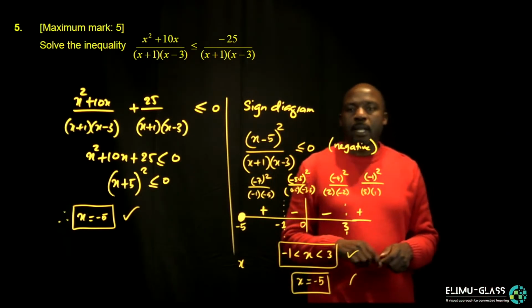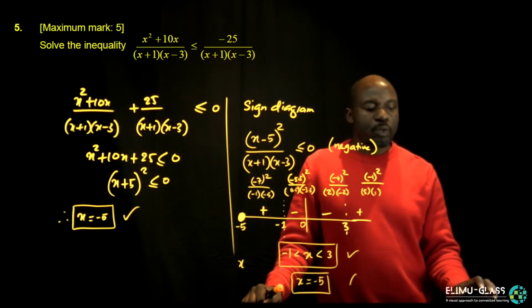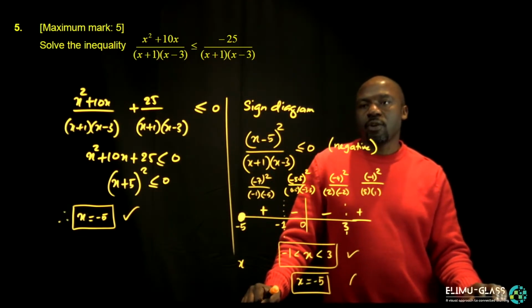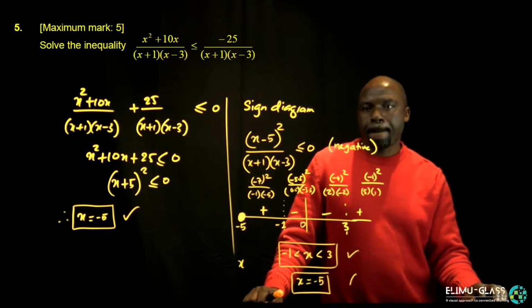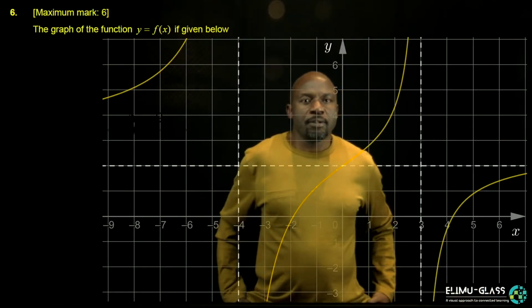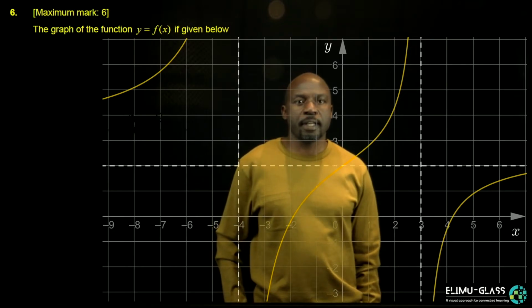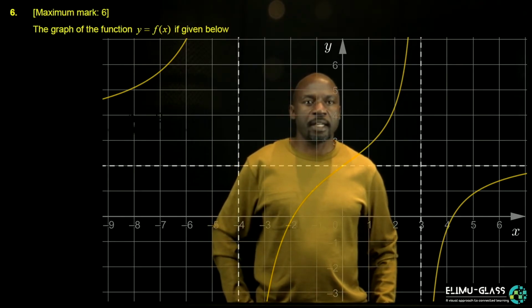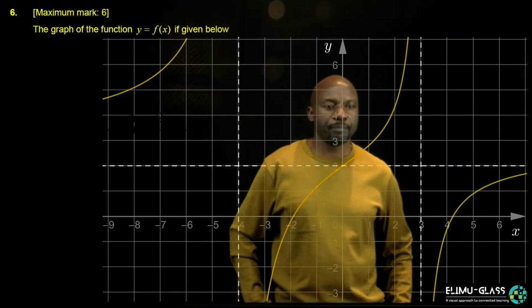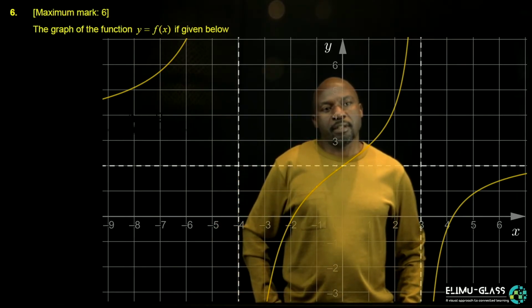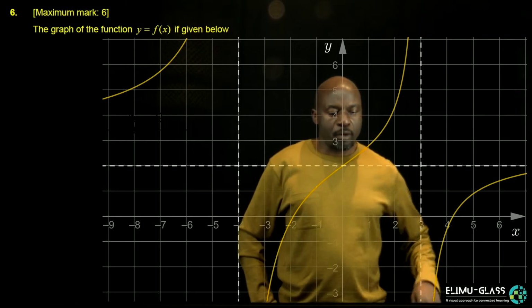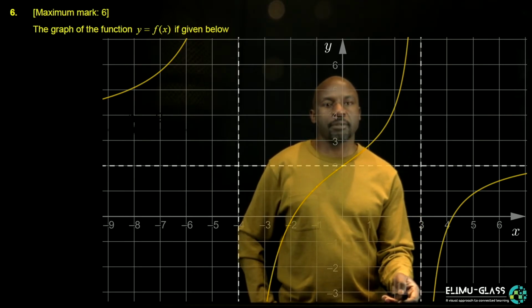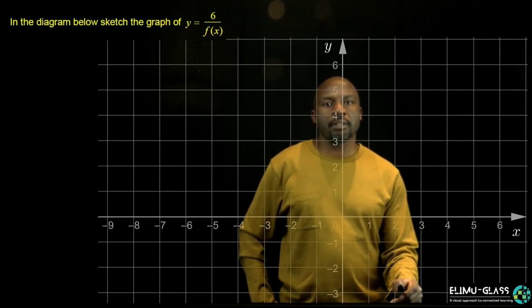All right, that leaves us with question 6 and question 7. So we move on to question number 6. So here is question number 6. The graph of the function y equals f of x is given below. This is a rational function. The question is for us to sketch the graph of the reciprocal function.